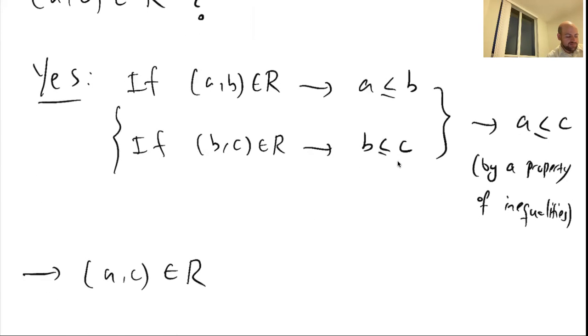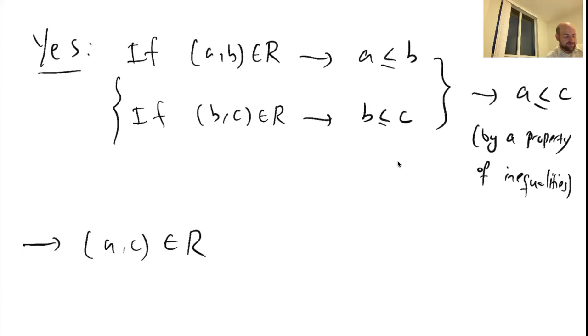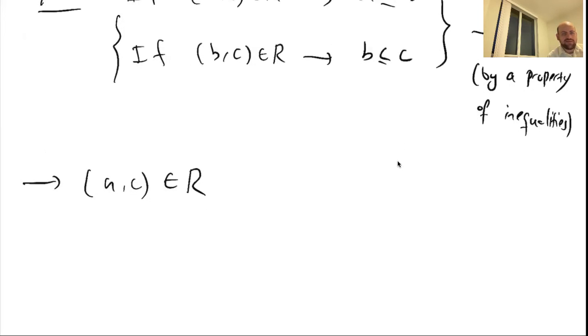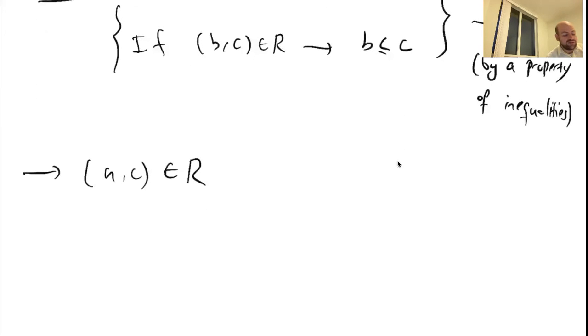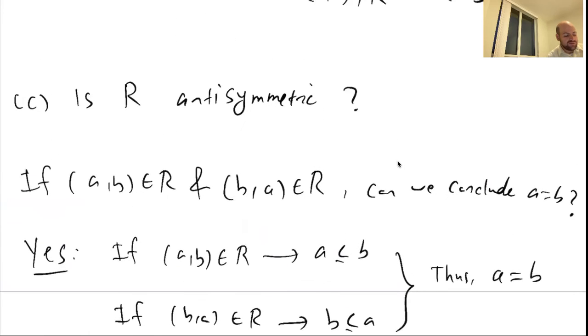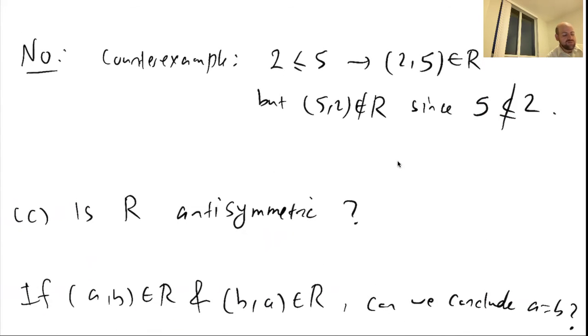Okay, so the answer was yes. If (A, B) and (B, C) are in R, then (A, C) is in R. So therefore this relation is transitive, reflexive, antisymmetric, but it's not symmetric.